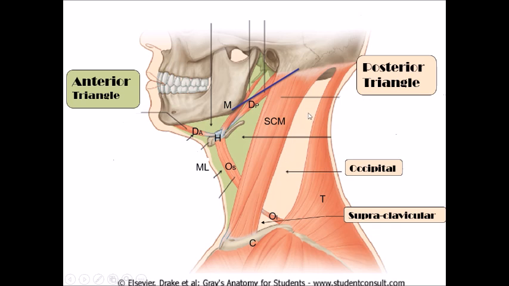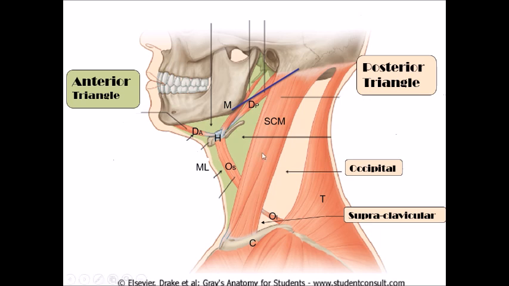So if they ask you the boundaries of the occipital triangle, then you should write that the anterior boundary is formed by the sternocleidomastoid, the posterior border of the sternocleidomastoid, posteriorly by the trapezius, the anterior border of the trapezius, and inferiorly it is the inferior belly of the omohyoid. These are the three boundaries. Whenever we talk about a triangle, it will have three boundaries. So we should be able to tell the three boundaries.